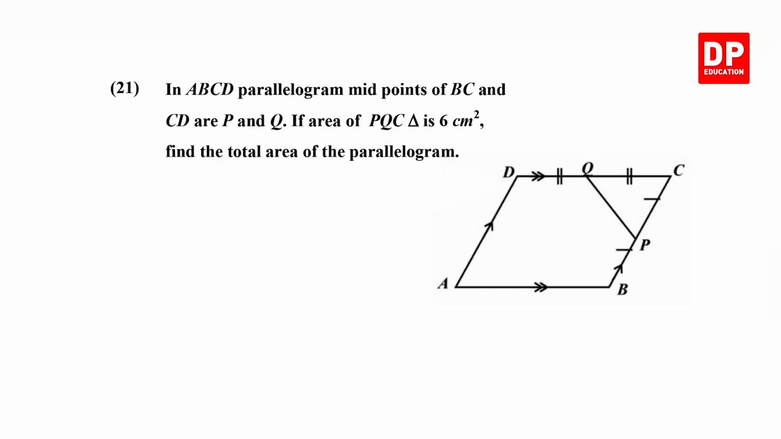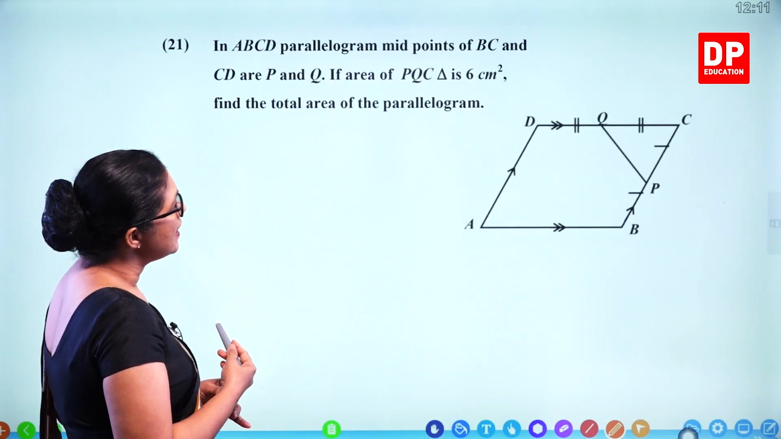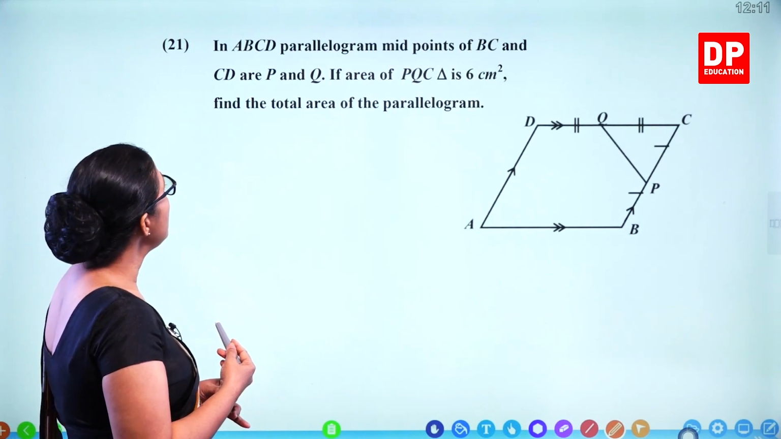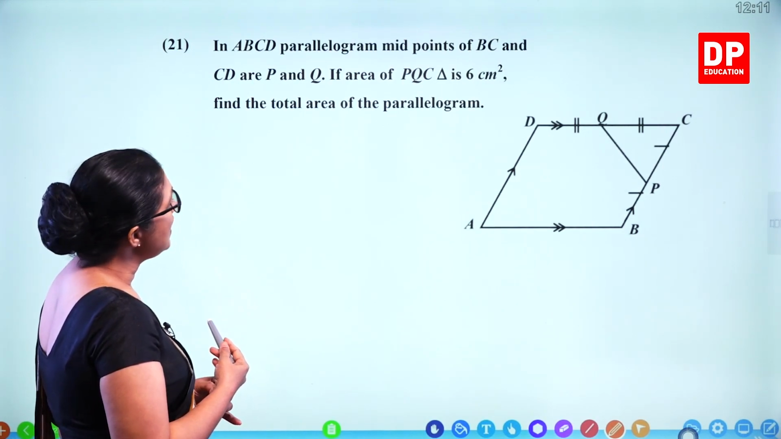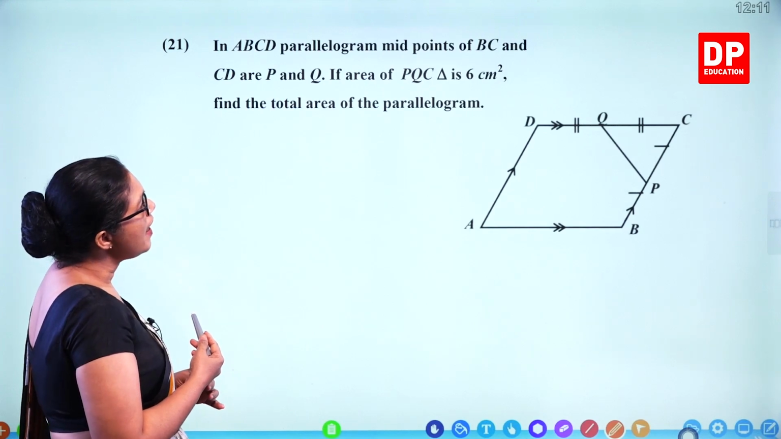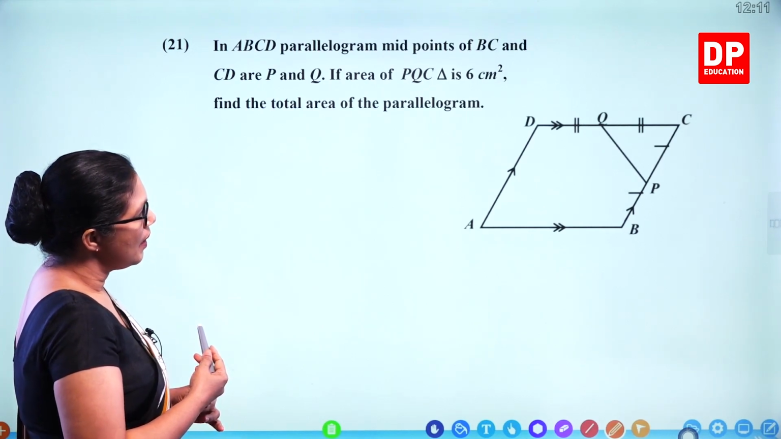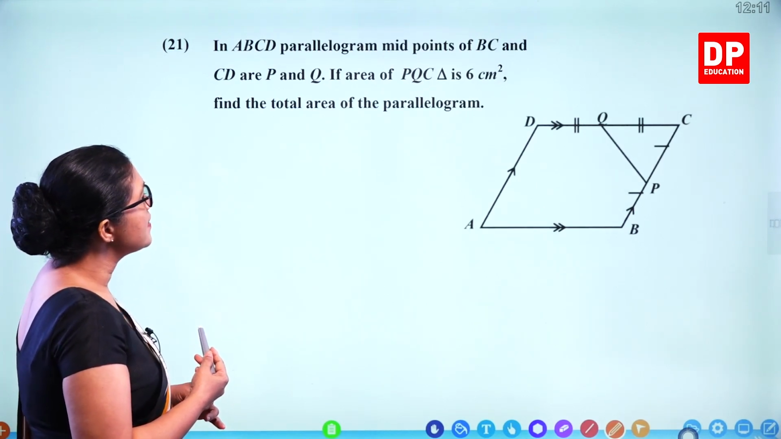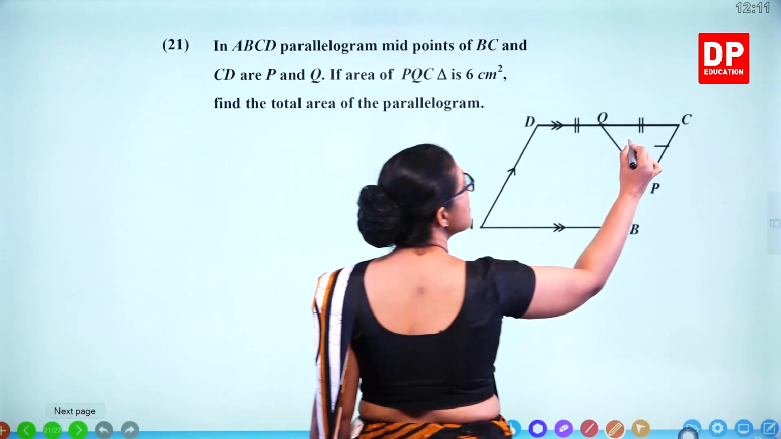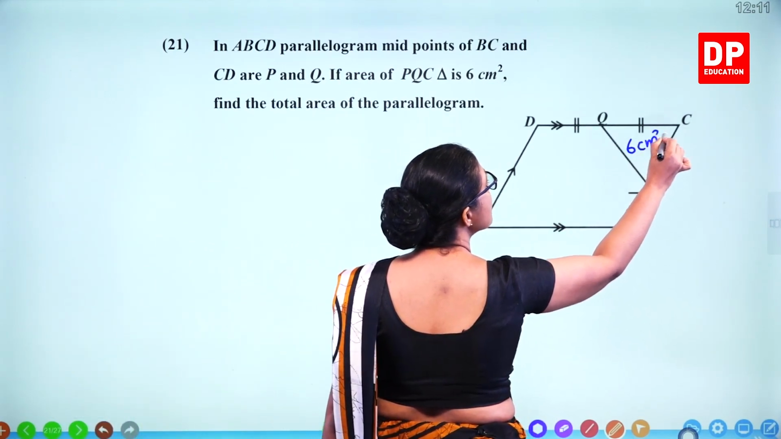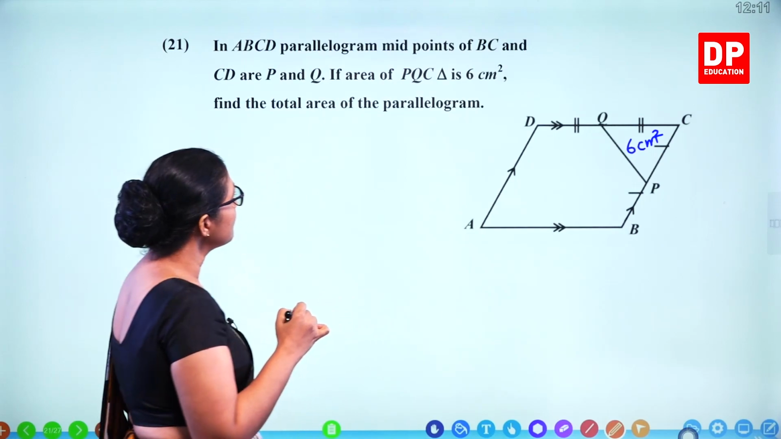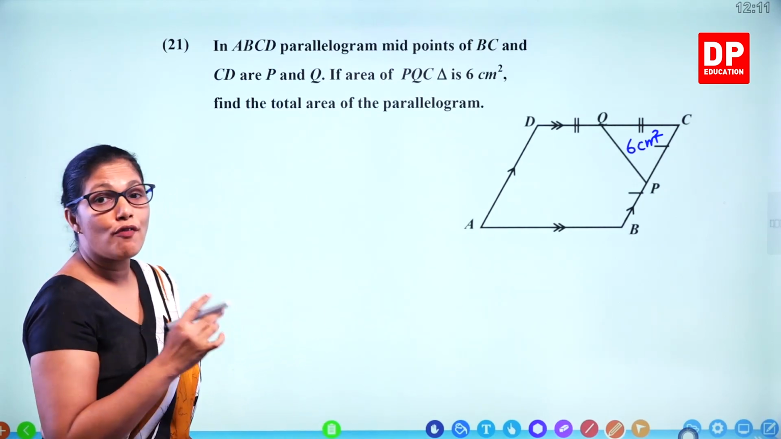Question number 21. In ABCD parallelogram, midpoints of BC, that's P, and midpoint of CD, that's Q. If area of PQC is 6 square centimeters. So this is given 6 square centimeters. Find the total area of the parallelogram.